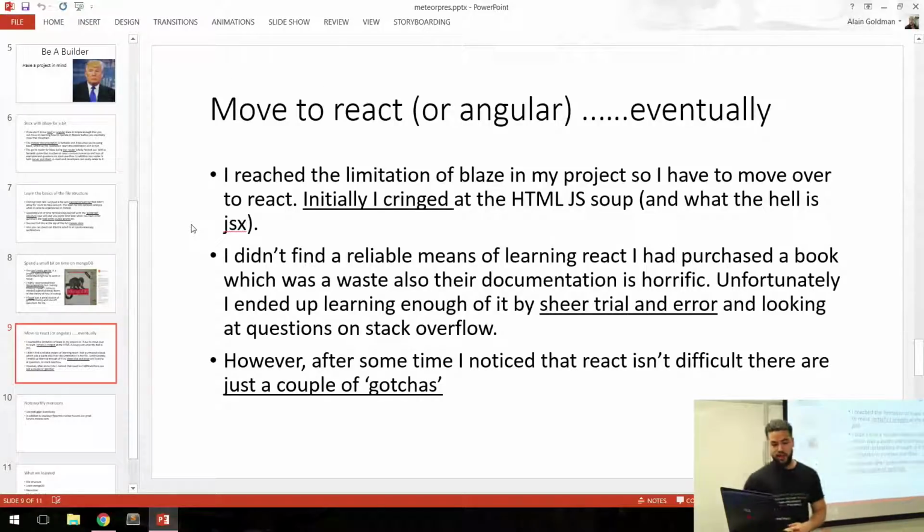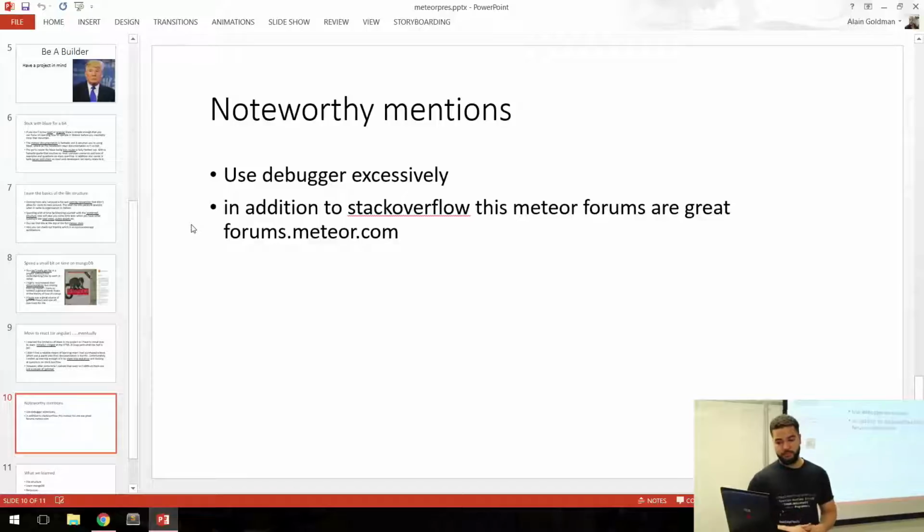So I didn't find one particular way that was good for learning React. But really, after I had some knowledge, React is rather simple. It's not dense like Angular is. It's really just a couple of one-off gotchas, like not knowing this one particular rule or that one. And after that, you sort of get momentum, and then you can go on and move forward and build things.